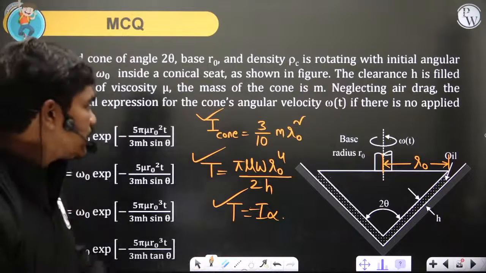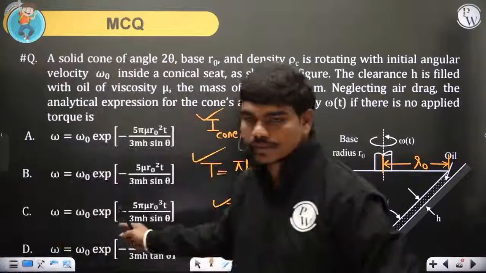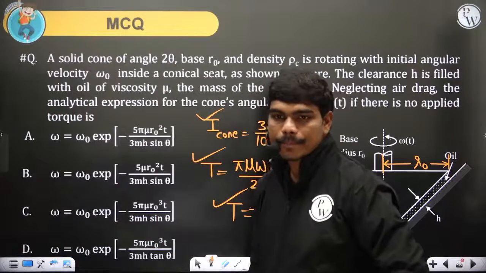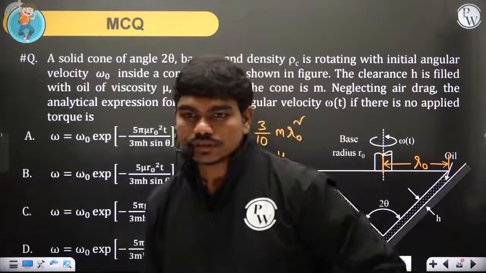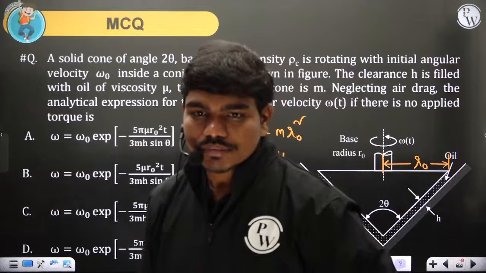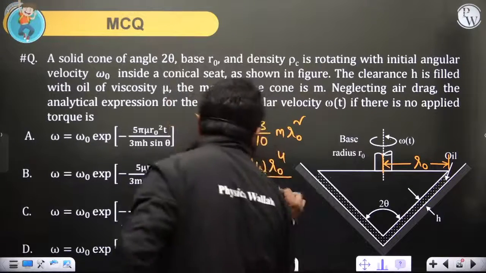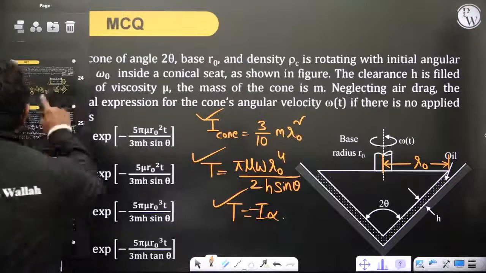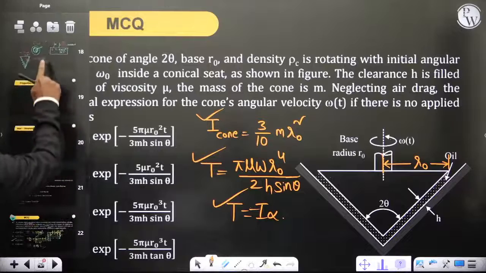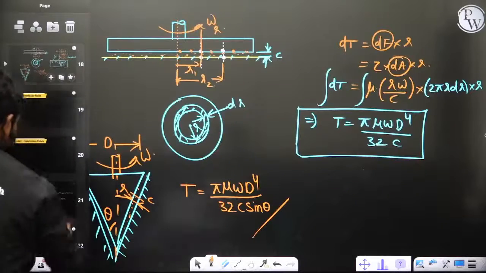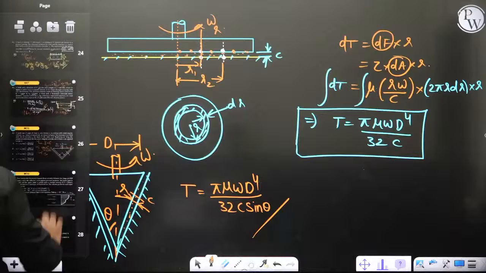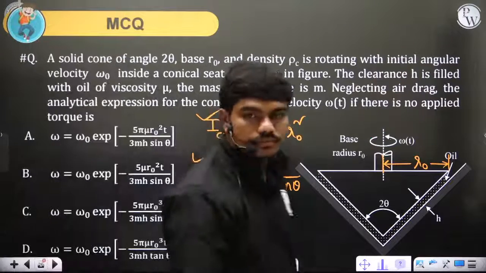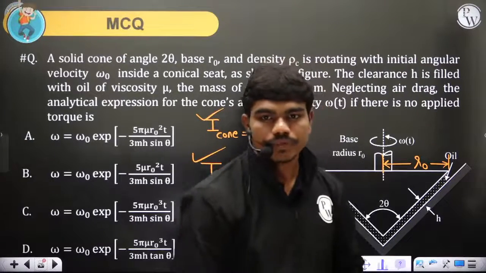So please solve this and tell me which are the correct options here. Sin theta will not come. Sorry, it will come. Yeah, this is sin theta. In case of a cone, it is sin theta. Did I mention it here when I was writing this previously? Yeah, this should be a sin theta, correct. A is the correct answer.